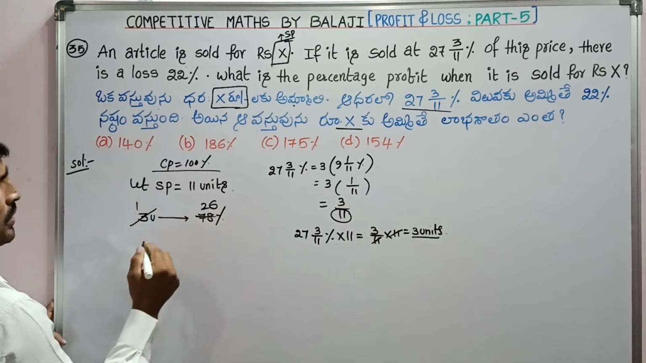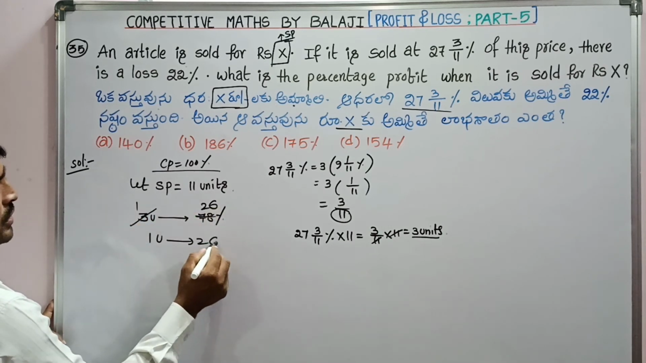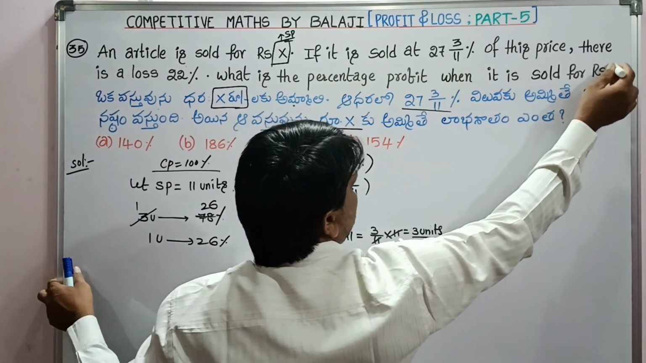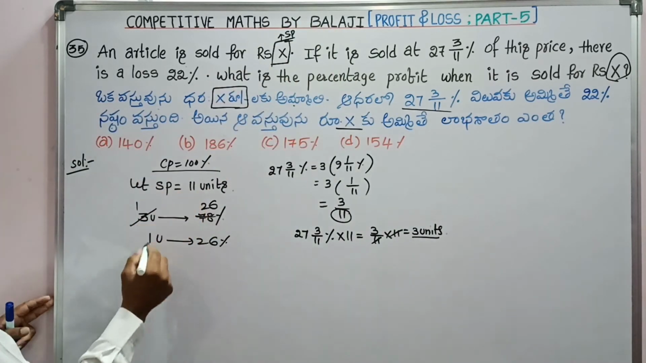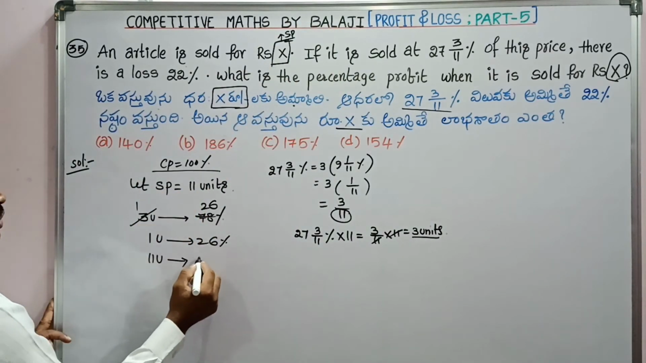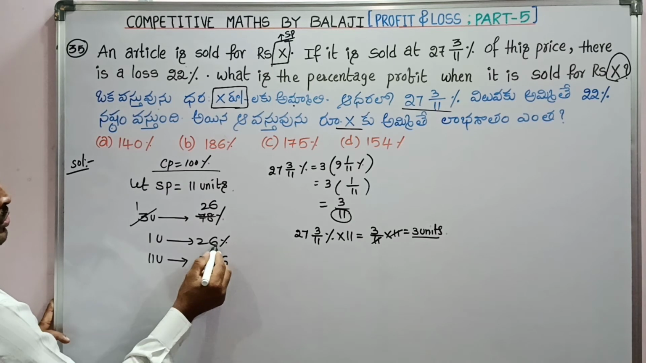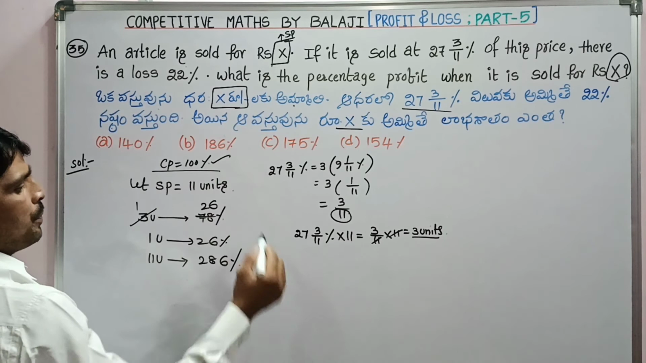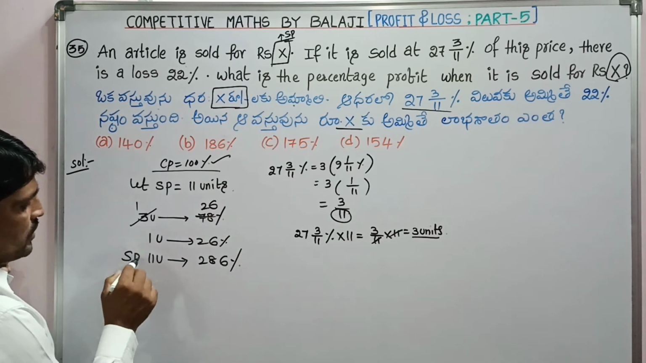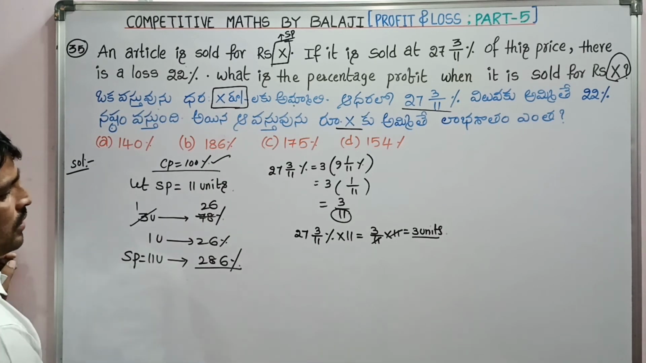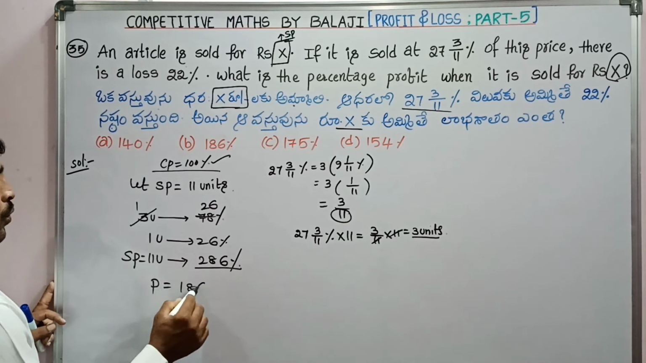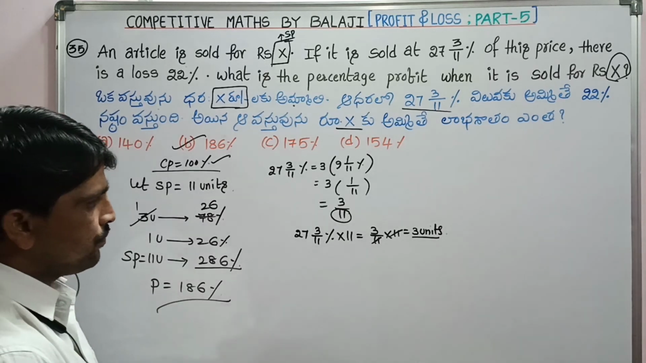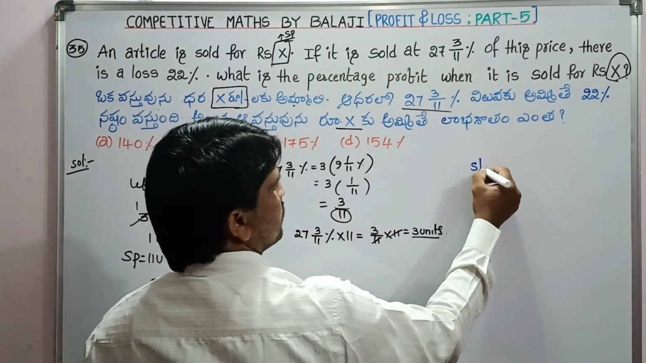Then 1 unit value is 26%. But when it is sold for rupees X, rupees X is clearly its SP. SP is 11 units. Then 11 units value is 286%. Since CP is 100% and 11 units is SP, SP is 286%. Clearly profit is 186%. So answer is B. Let us see it by shortcut.